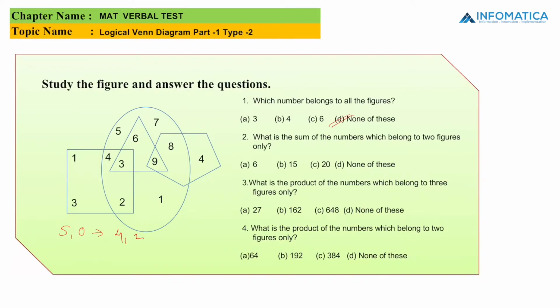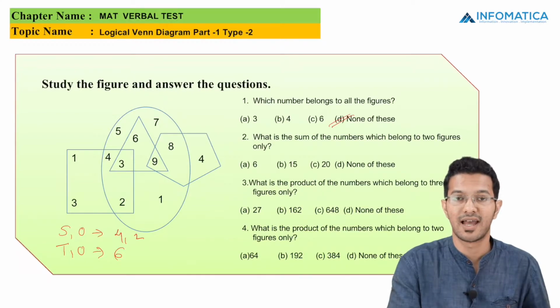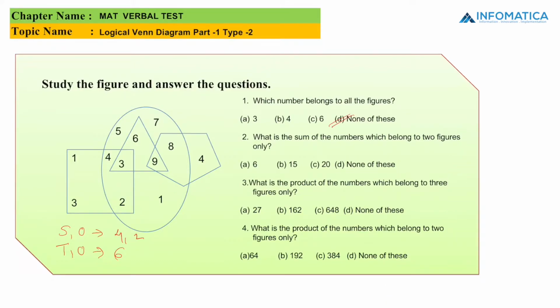The next one is triangle and oval. In triangle and oval, I am having just one number, which is number 6. Now, the next figure is hexagon and oval. Hexagon and oval में एक number आ रहा है जो common है, which is 8.